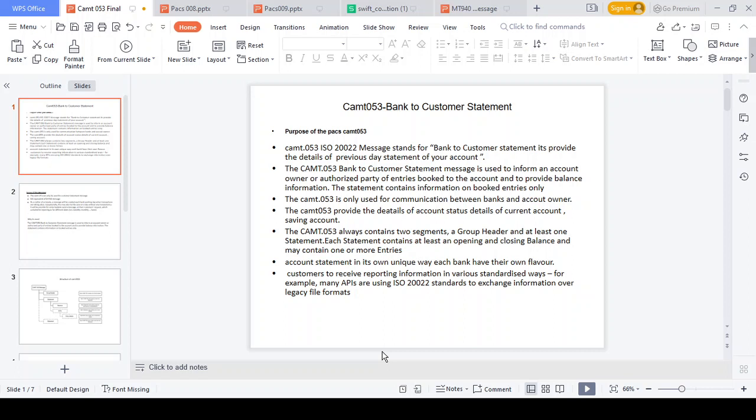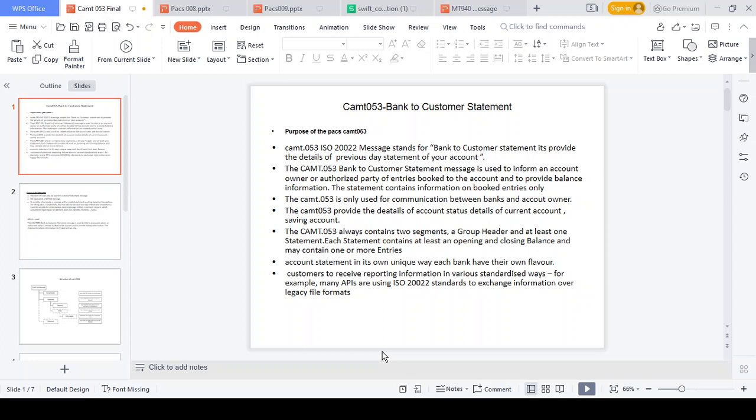This Camt053 customer statement message is only for communication between the bank and the account owner. The information goes from the bank to the account owner. The details are provided for all types of account, current account, savings account, trade account or demat account, whatever account they maintain on the bank side, so they can see what kind of transactions were done from this specific account.